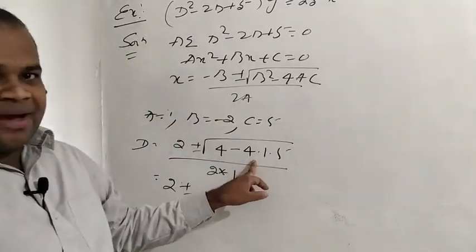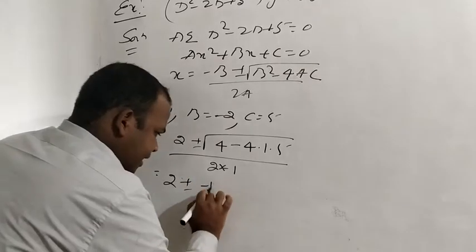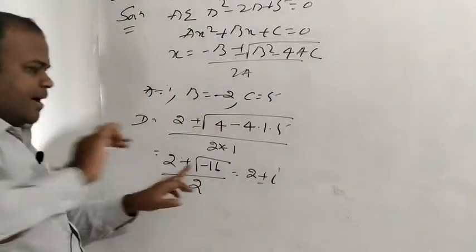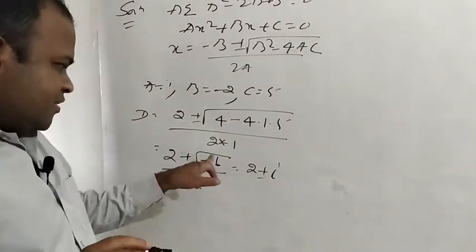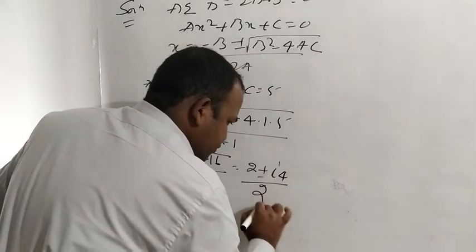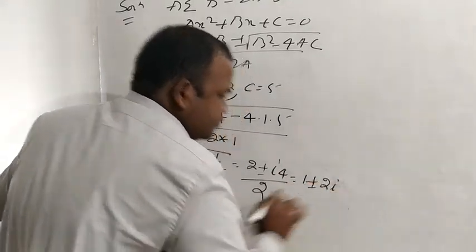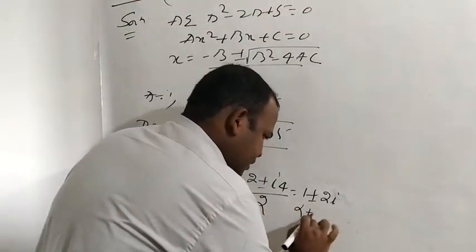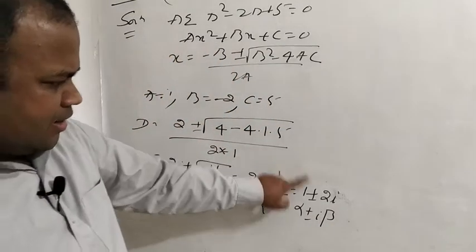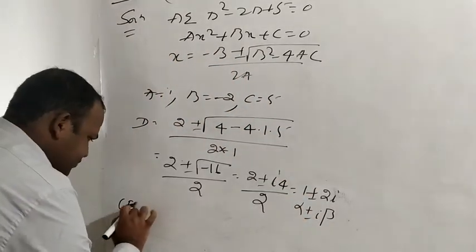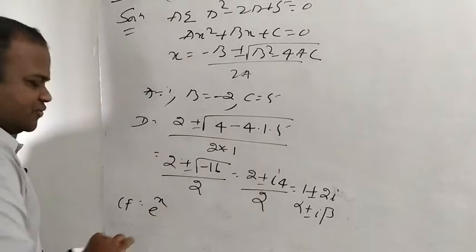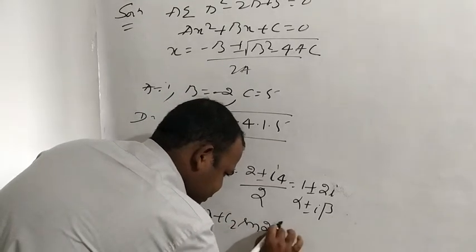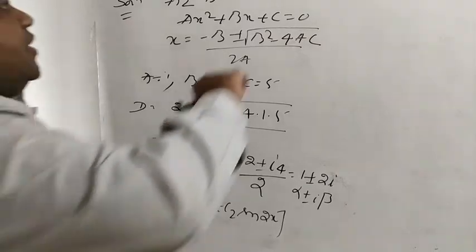So 4 minus 20, minus 16 under root, upon 2. So this is 2 plus or minus the root of minus 1, which is i, the root of 16 is 4, upon 2. So this is 1 plus or minus 2i. Take 2 common and cancel. So alpha equals plus or minus i beta. Alpha equals 1, beta equals 2. So what is CF? CF equals e raised to alpha x, c1 cos 2x plus c2 sin 2x. So this is the value of CF.